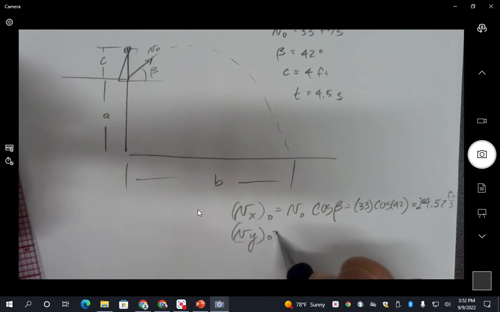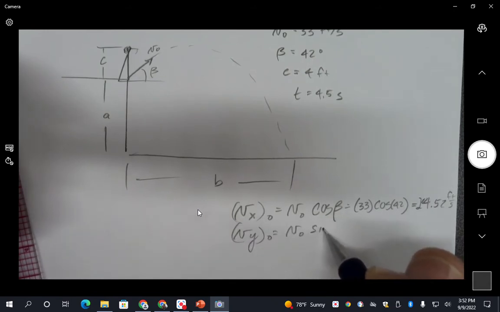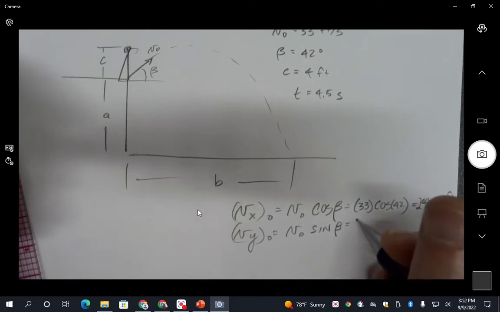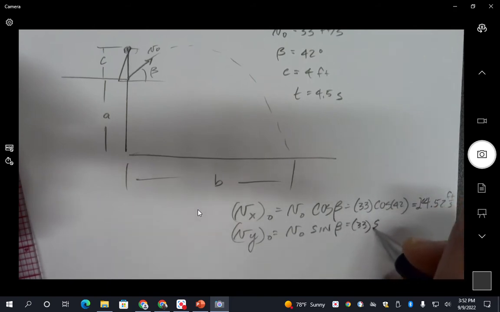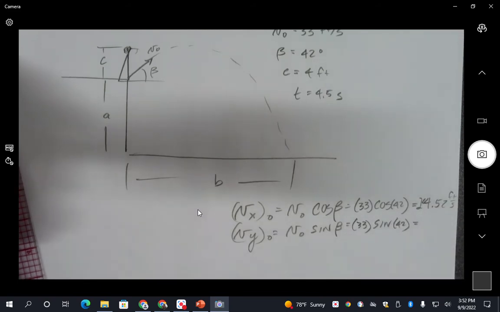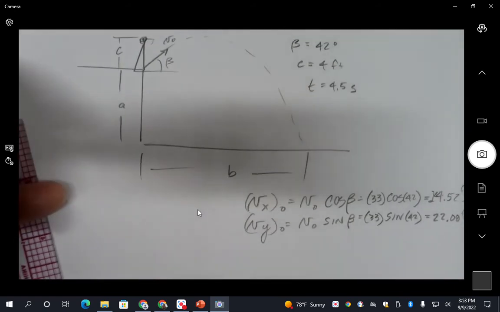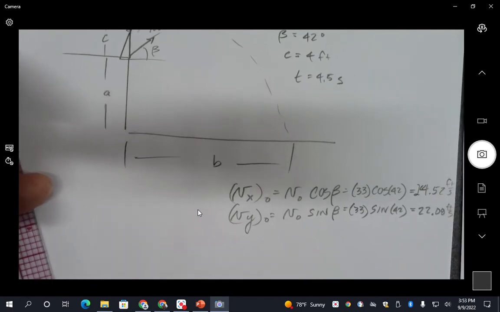VY0 equals 33 sine. And so we have 42, take the sine, take 33, boom. So we had 22.08 feet per second. I should see if I make any mistakes.